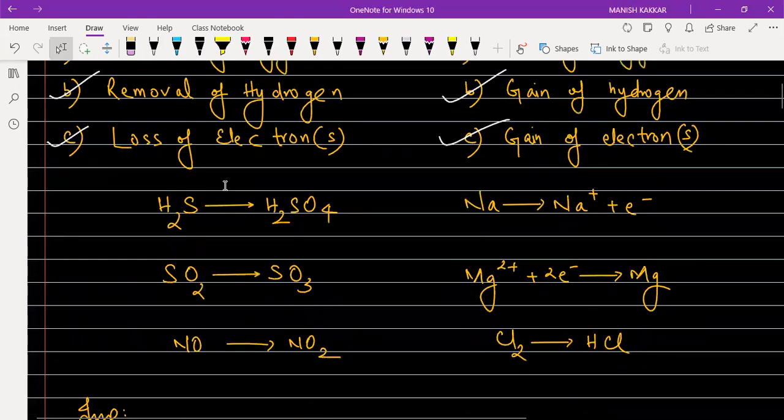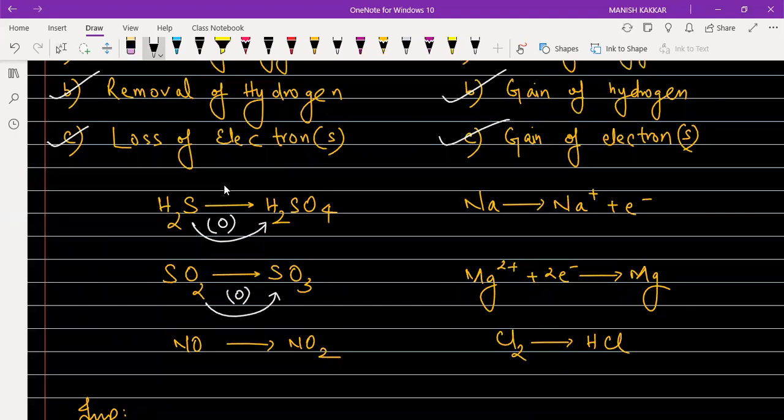If we analyze some of the conversions which we have indicated over here, in these conversions, we can observe that when H2S is getting converted to sulfuric acid, there is gain of oxygen. Hence, conversion of H2S to sulfuric acid is an oxidation process. SO2 जब SO3 में जाता है, तो again there is a gain of oxygen and this is oxidation.